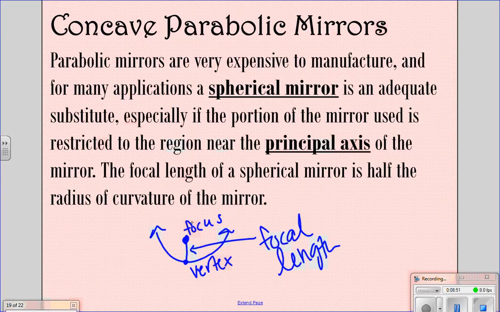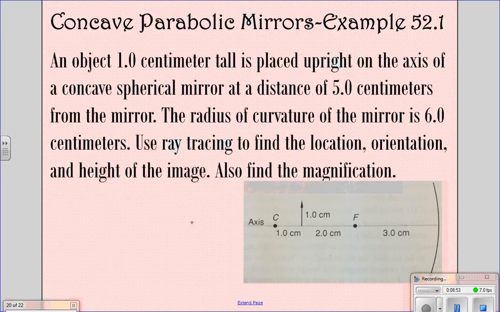Okay? So let's look at an example. We've got an object 1 centimeter tall placed upright on the axis of a concave spherical mirror at a distance of 5 centimeters from the mirror. The radius of the curvature of the mirror is 6 centimeters. Use ray tracing to find the location, orientation, and height of the image, and also find the magnification. So I started by going ahead and drawing the picture that they gave us in the book, or putting it in here for us. Normally, you're going to have to draw this figure out.